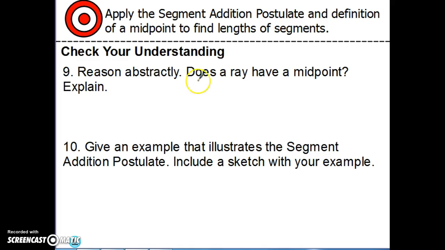Reason abstractly, does a ray have a midpoint? The quick answer is no, because a ray goes infinitely in one direction, so there's no way you can know where the endpoint is. An example that illustrates the segment addition postulate, I'll allow you to go ahead and make up your own, but something along the lines of, here's a segment, and I know that this part plus this part equals the whole thing.